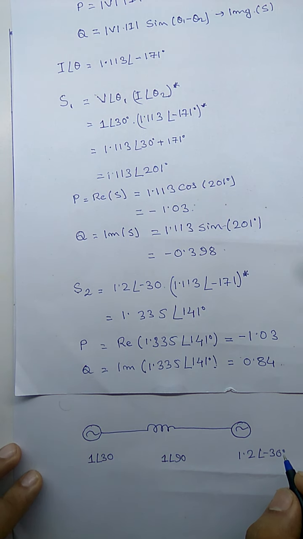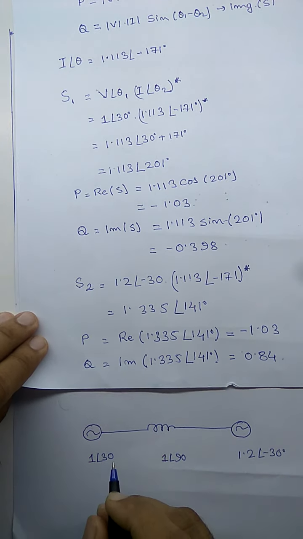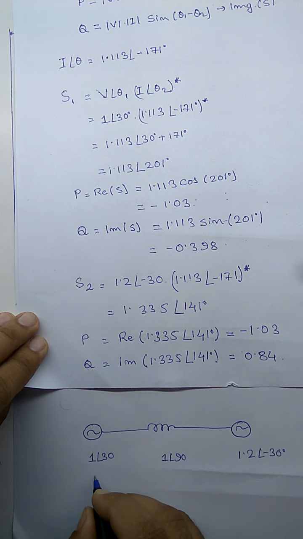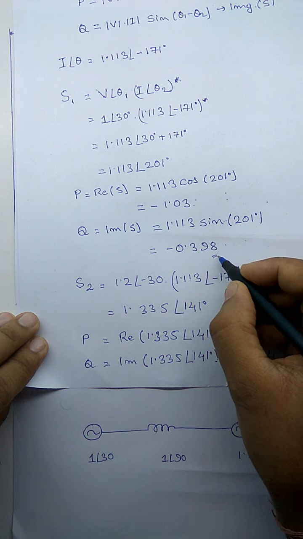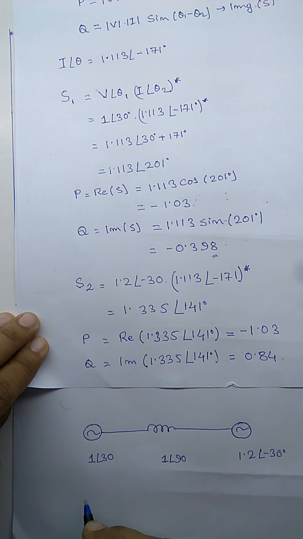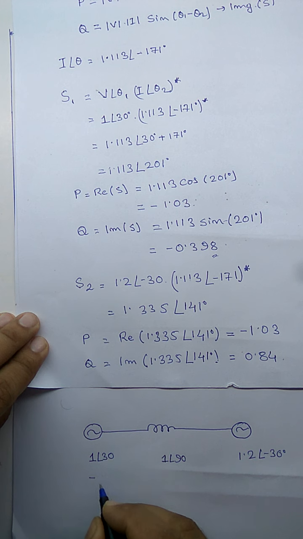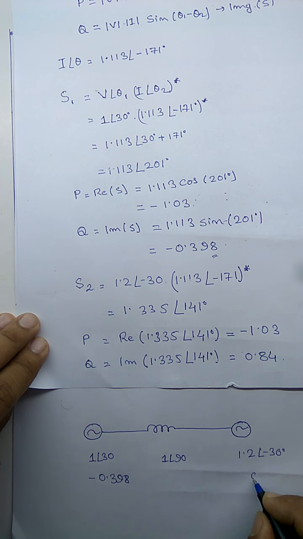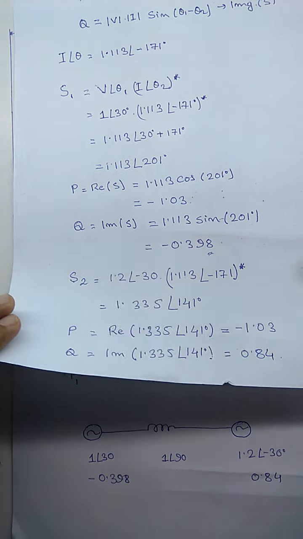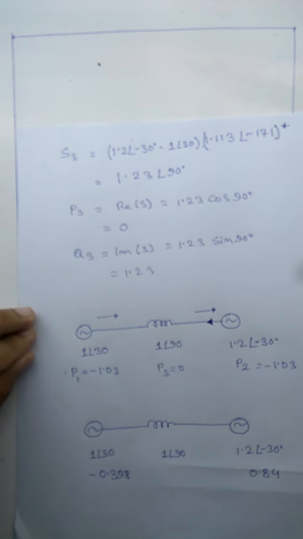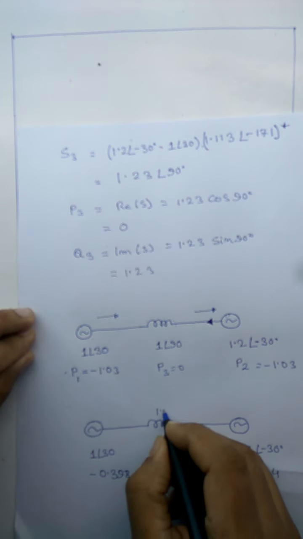If you look at our solution, you will find that for S1, the value of Q, which is S1 for our case, S1 is this one. So for this, this is Q for S1, minus 0.398, and for this one it is 0.84, and for this one it is 1.23.